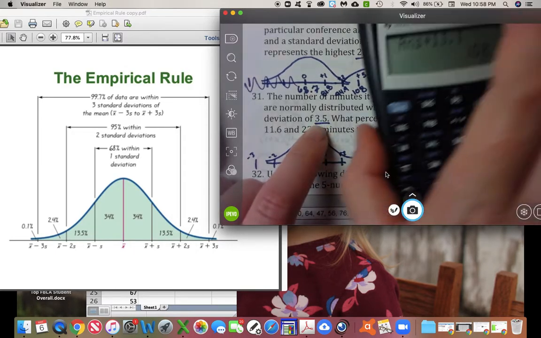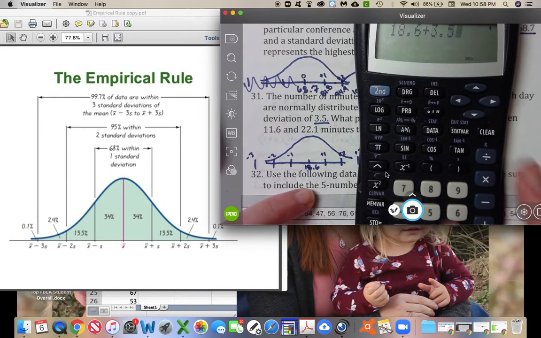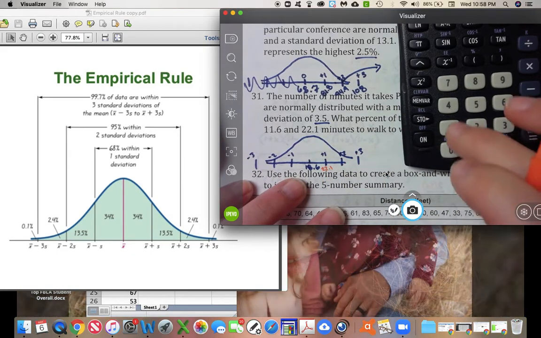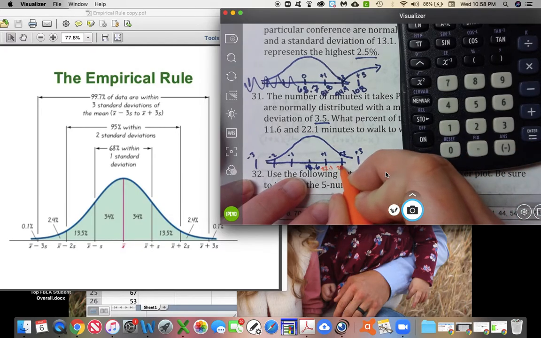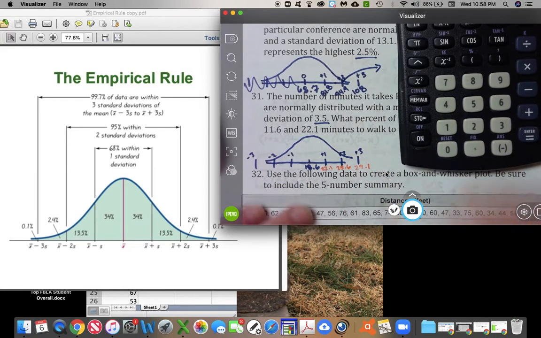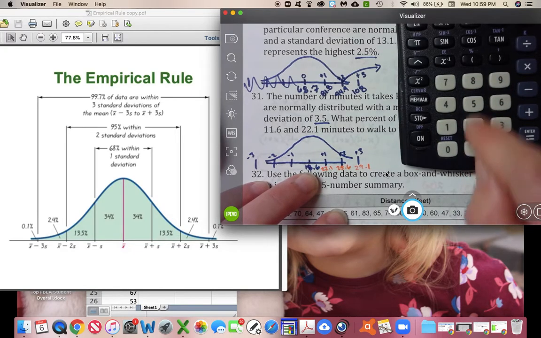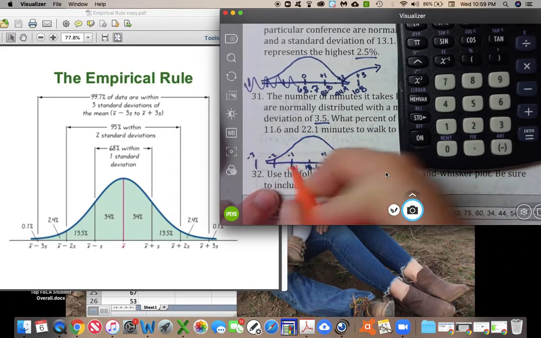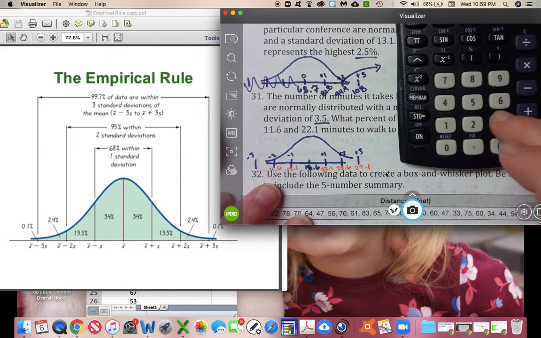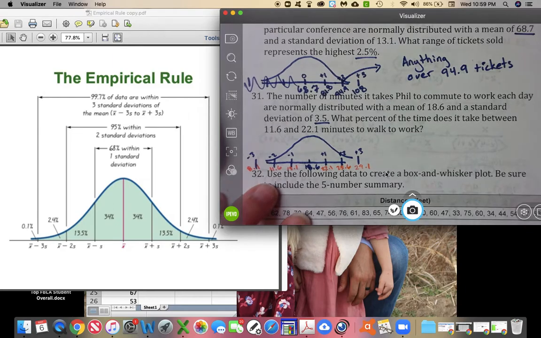I'm going to add 3.5 three times, starting with 18.6 plus 3.5 is 22.1, plus 3.5 is 25.6, plus 3.5 is 29.1. And then I'm going to subtract. 18.6 minus 3.5 is 15.1, minus 3.5 is 11.6, and minus 3.5 is 8.1 for this guy. So those are my numbers going across here.